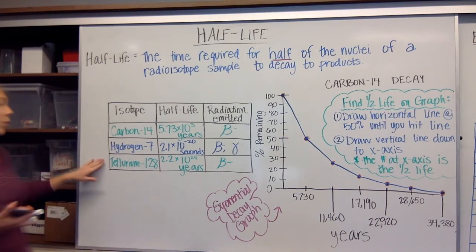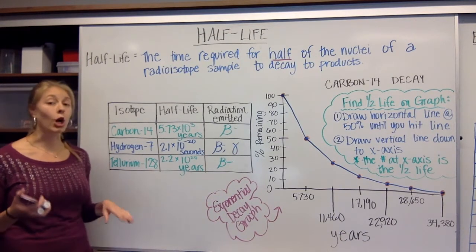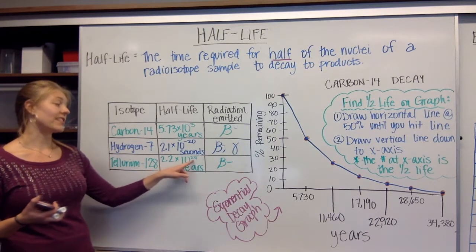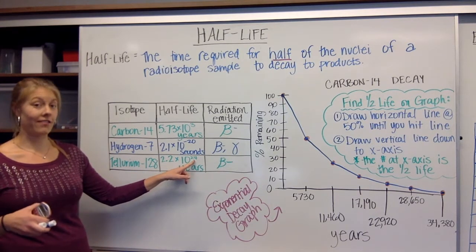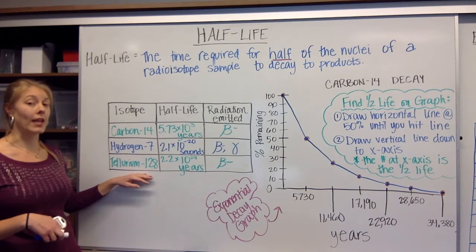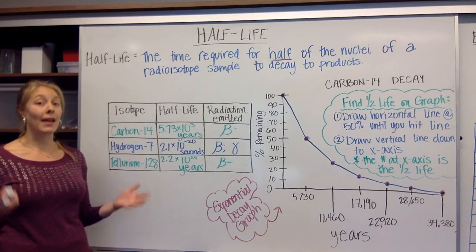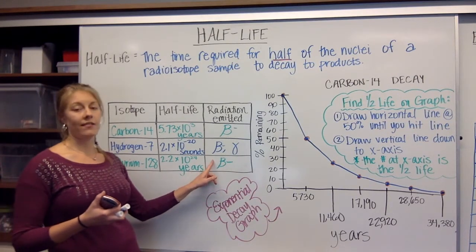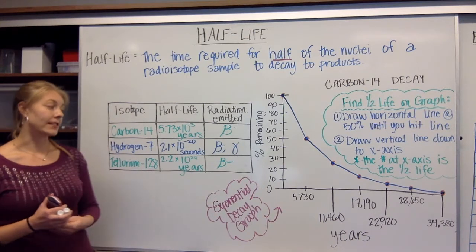And then tellurium-128, this is an even longer half-life than carbon-14, 2.2 times 10 to the 24th years. So it will take that long for half of tellurium-128 to decay, which means it remains around for a really long time. When it decays, it will undergo beta radiation, or beta decay as well.